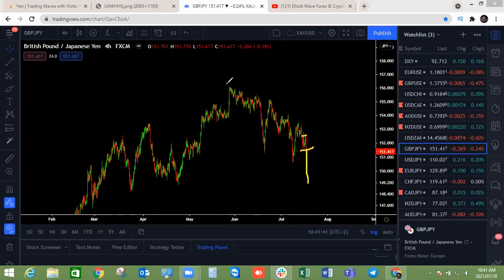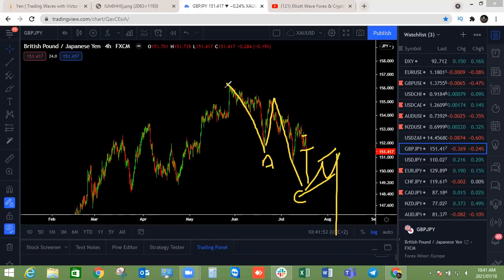Now that move will mean that we've got an A, we've got a B, and we've got a C structure here as follows. Now, if we get a bounce here like that, and we start continuation to the downside, that means this would have ended the move. So for now, we're going to trade this back to this level, and we're going to look at the structure around this level. Let's go through all the yen pairs, so you'll see that.